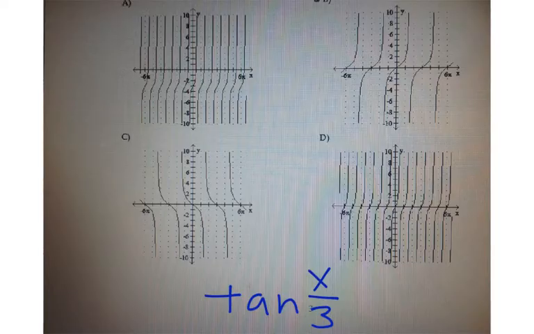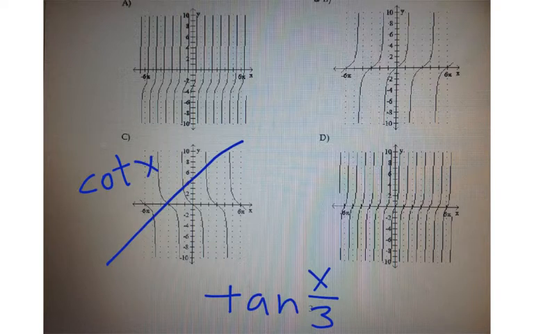So let's go back to our multiple choice. This one, C, goes through the origin, but it looks like that one might be a cotangent graph, so we're not sure. This one goes through the origin, so it could be D. A doesn't go through the origin, so it's not A. So we're stuck between B and D.